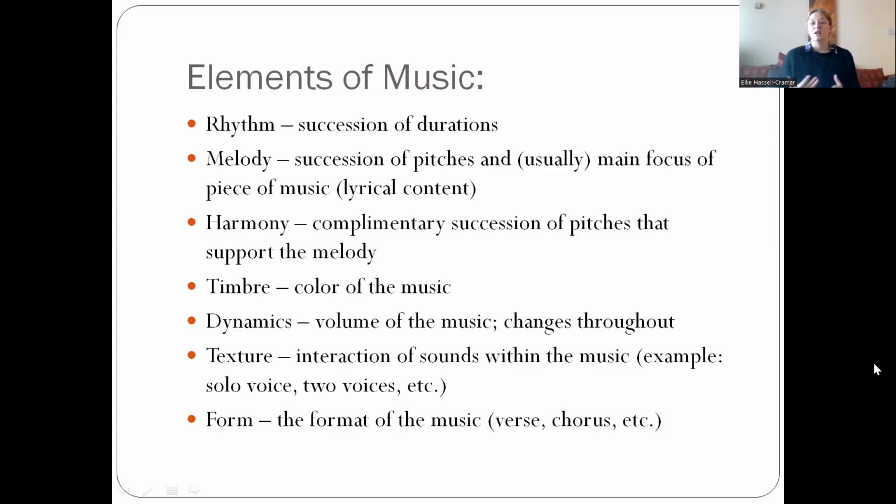Timbre, which is the color of the music, or as in what kind of music it is. Is it soft and sweet, or is it loud and growly? Next would be the dynamics, which controls and indicates volume changes, if there are any. Texture would be the interaction of sounds within the music. Is it one voice, 2 voices, multiple instruments? Are they playing all together or contrasting melodies, such as that? And then the last one would be the form, which is the format of the music.